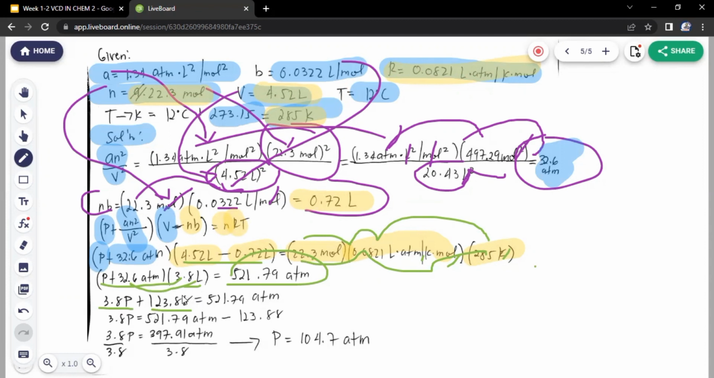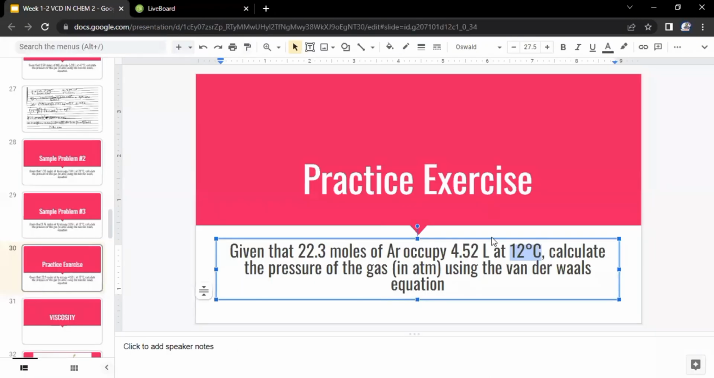And then the next thing that you need to do is transpose 123.88 to the other side. Transposing that, you will have a negative value. So that will become 521.79 minus 123.88. Upon subtraction, you will have 397.91 atm. Then divide both sides by 3.8 from the P so that you can have the pressure variable. 3.8 divided by 3.8 cancel, you will be left with the pressure variable. And then 397.91 divided by 3.8, you will have 104.7 atmospheric pressure. This is the pressure, the answer to the sample practice exercise here.